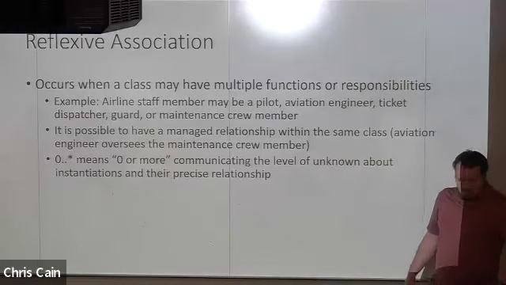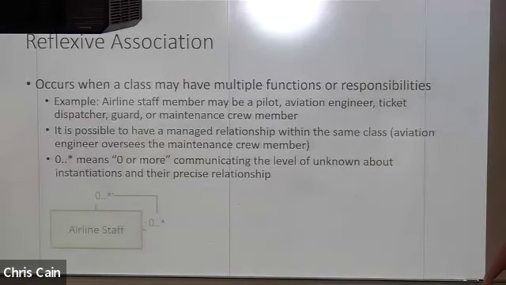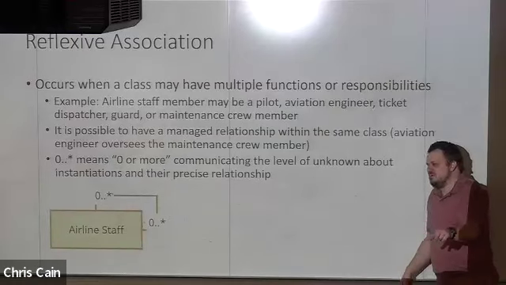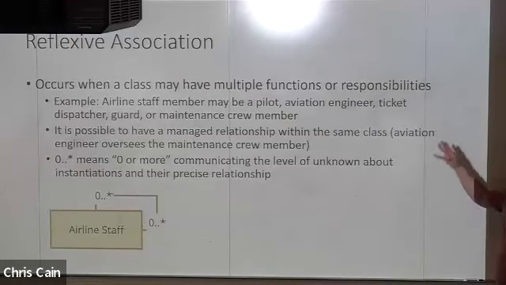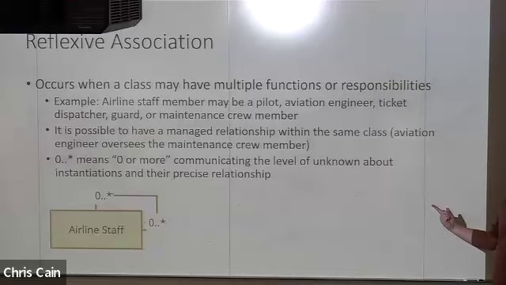So a diagram, what this might look like is you'll have kind of a self-referential arrow saying that, all right, there is an association between this class and itself. How many of them are there? We don't know. It could be a one-to-one relationship. It could be a one-to-many relationship. It could be a many-to-one relationship. And in this case, we have a many-to-many relationship.